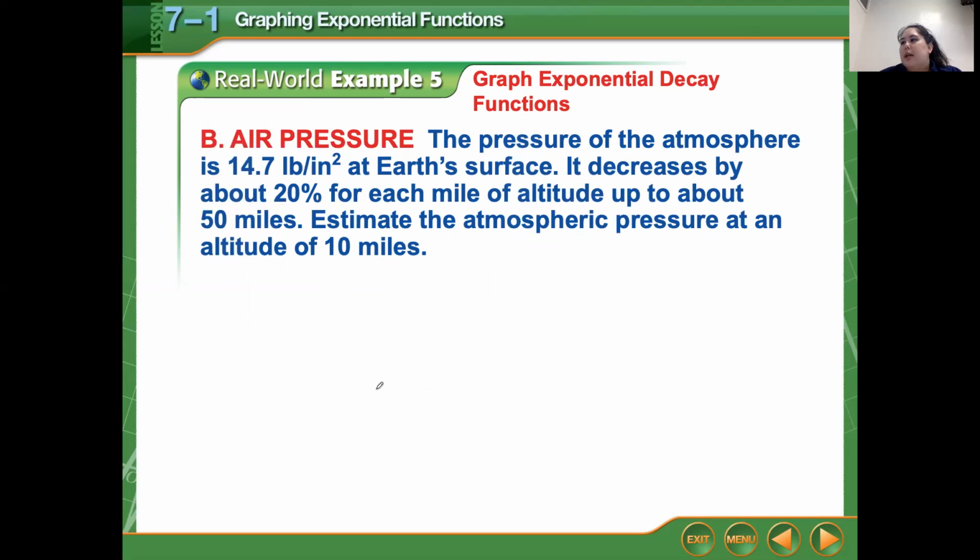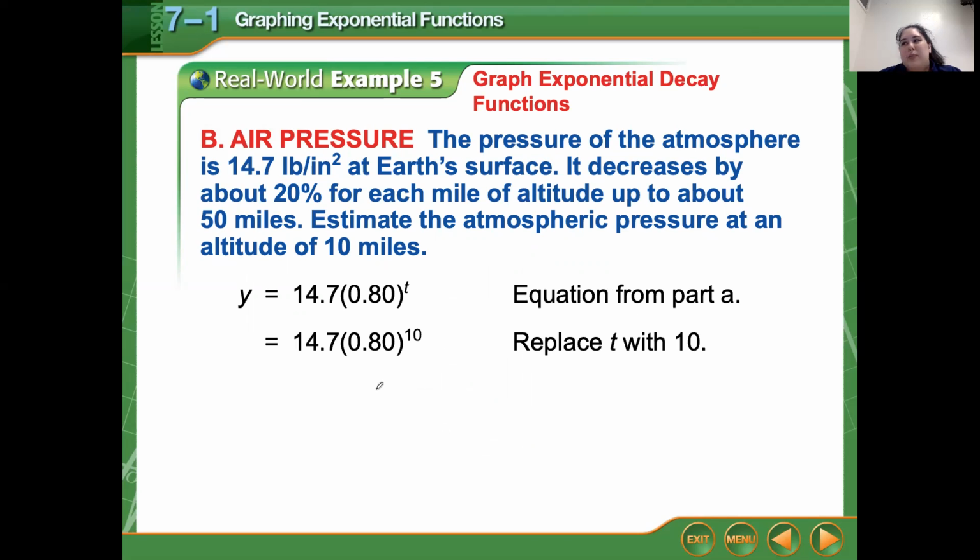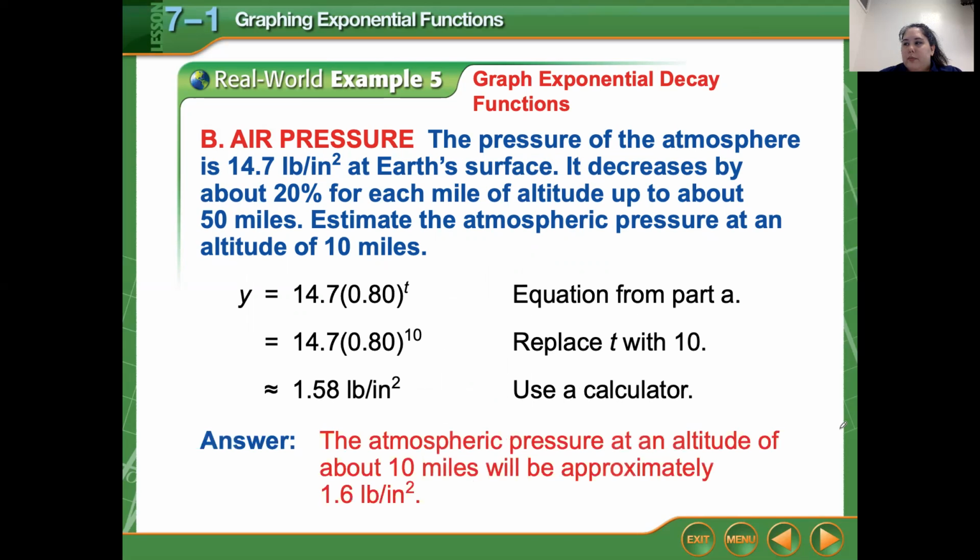Next, we want to estimate the atmospheric pressure at an altitude of 10 miles. So we'd take our formula and we would just plug in 10 for t, and we would get about 1.58 pounds per square inch by using the calculator. So they said you can do 1.58, you can do 1.6. It just depends on the rounding that they are asking specifically for you to do.